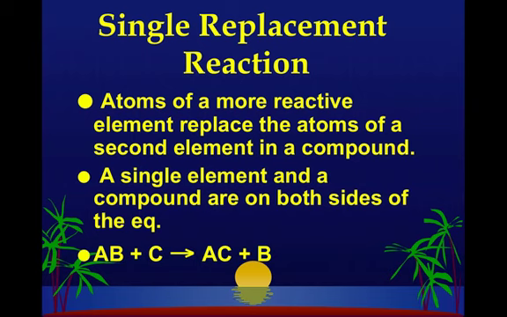So for example, if A, B, and C represent elements, they'd have to be elements in this case, AB, a compound, reacting with C, a metal, yields AC, a new compound, plus B, a displaced metal, a replaced metal. So apparently C is more reactive than B, and it kicks the element out.